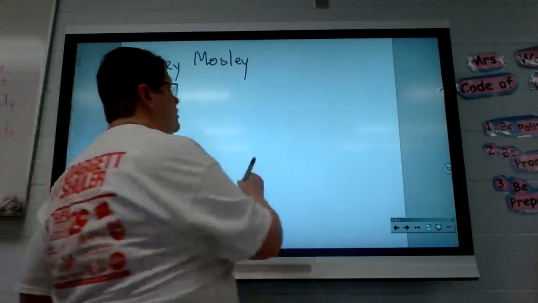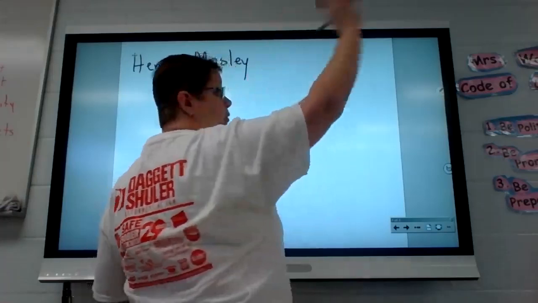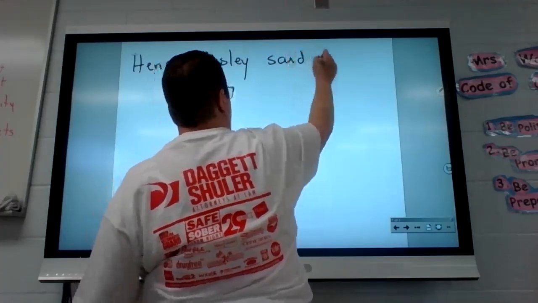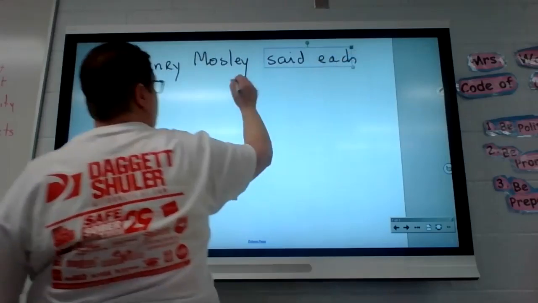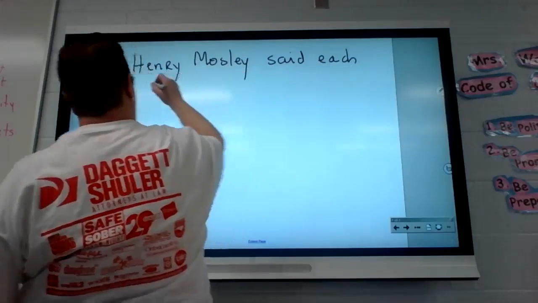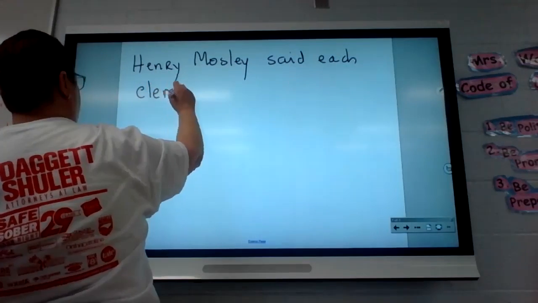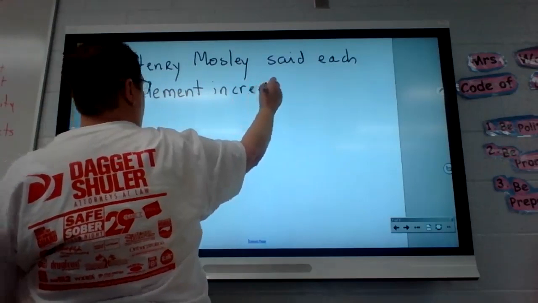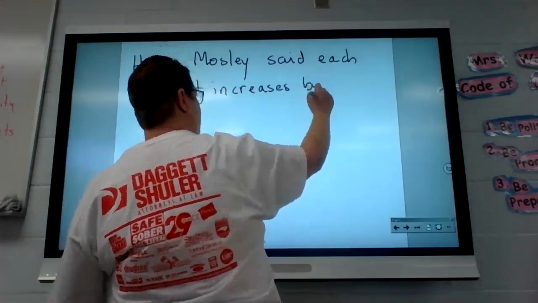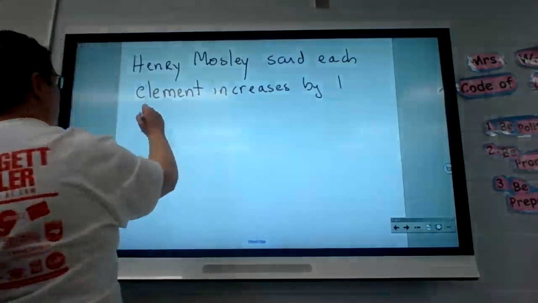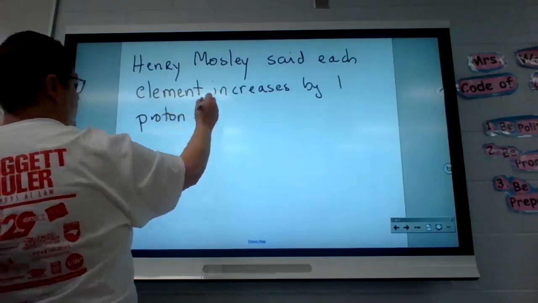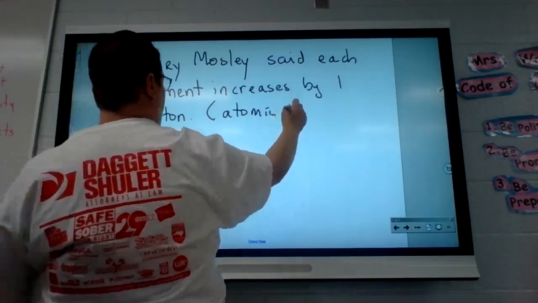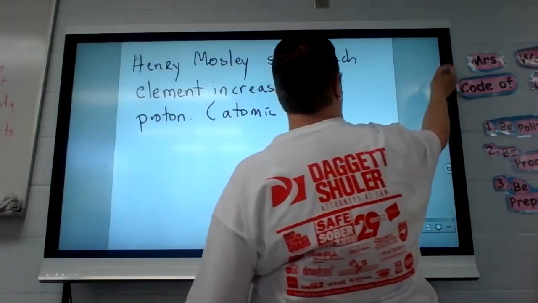All right. So Henry Moseley, down the road several years, said each element increases by one proton, which we all should remember is atomic number.